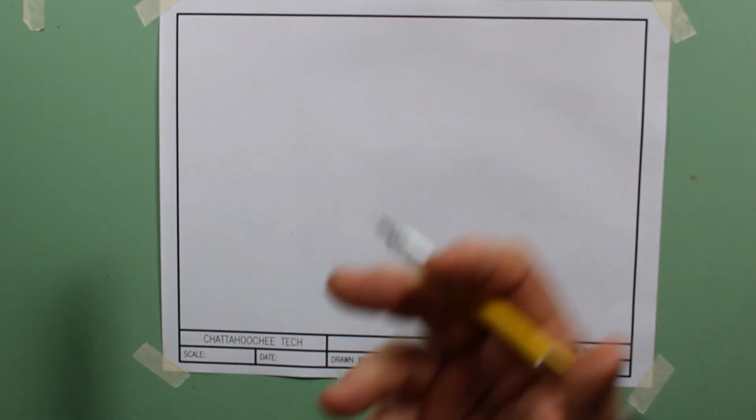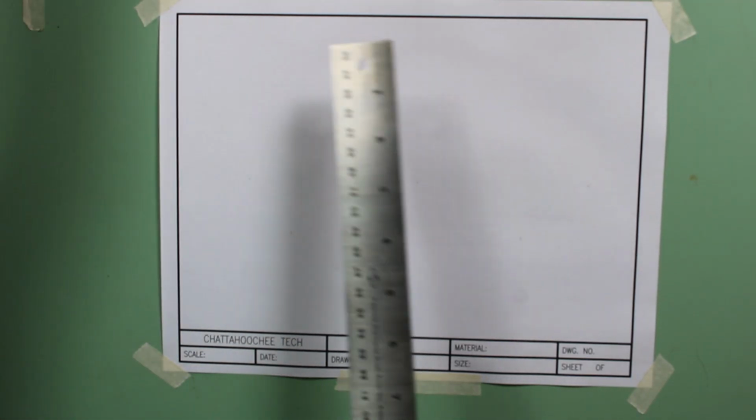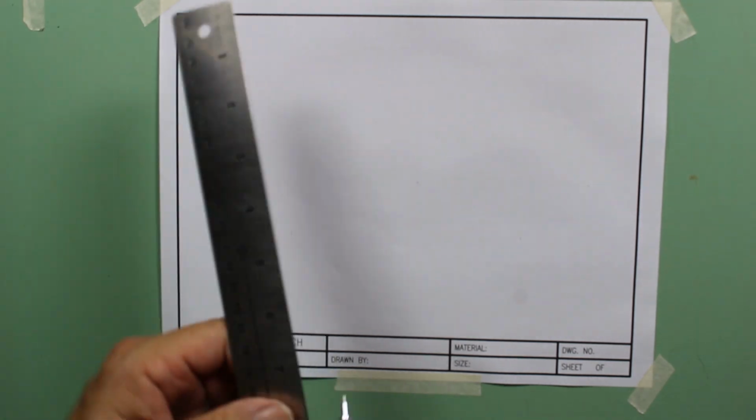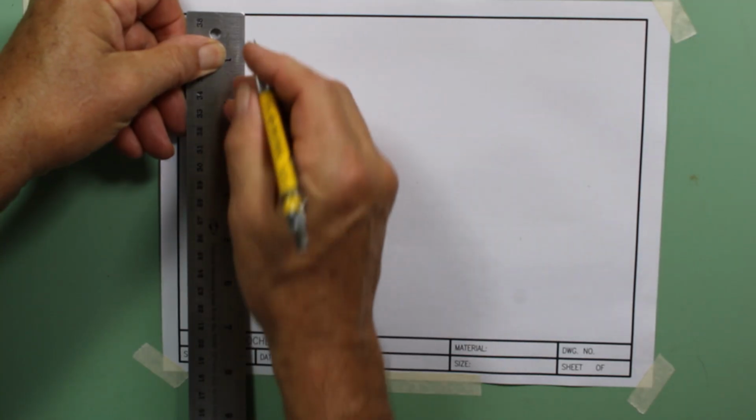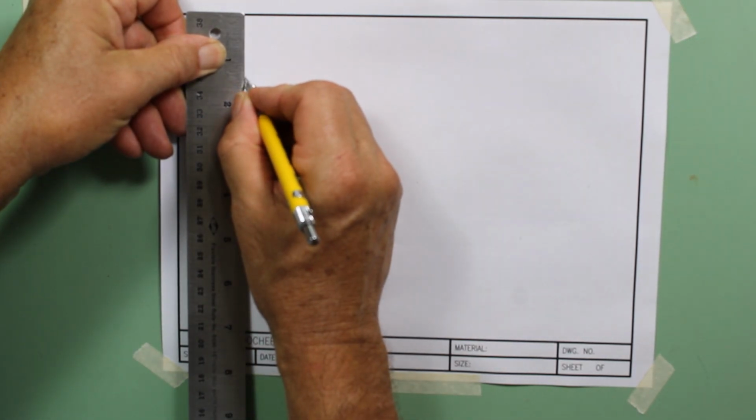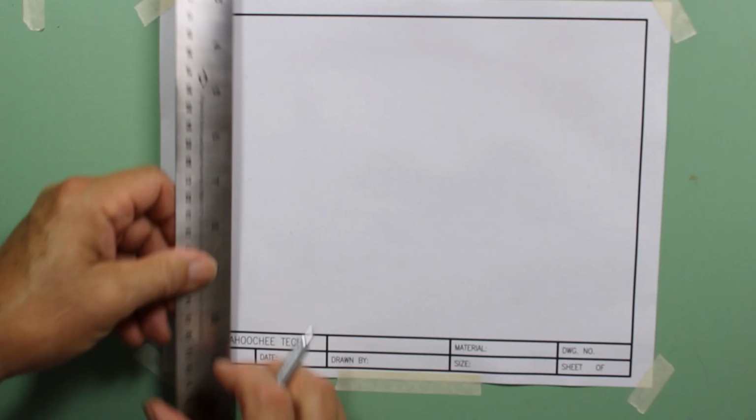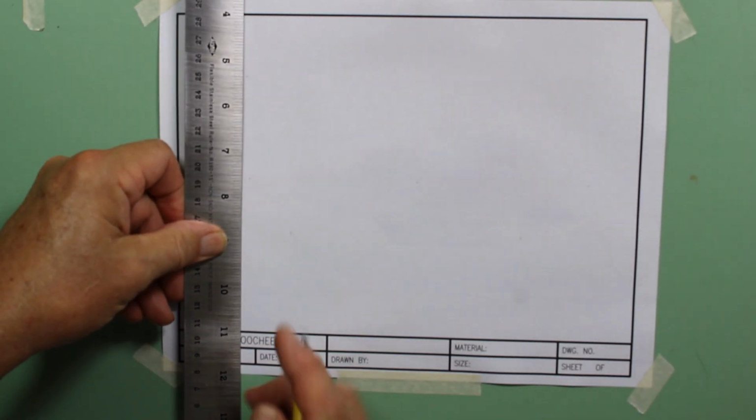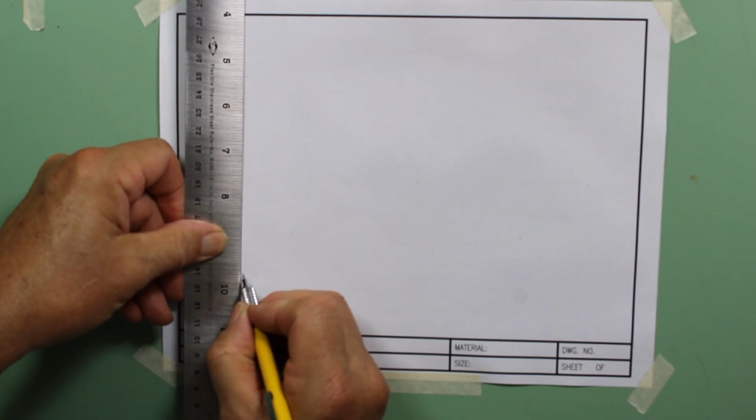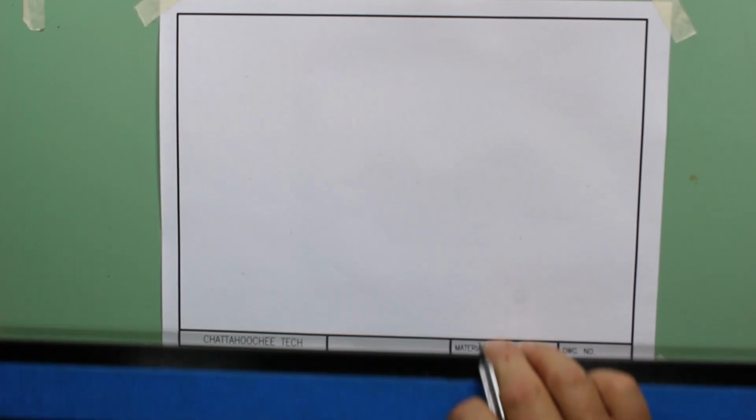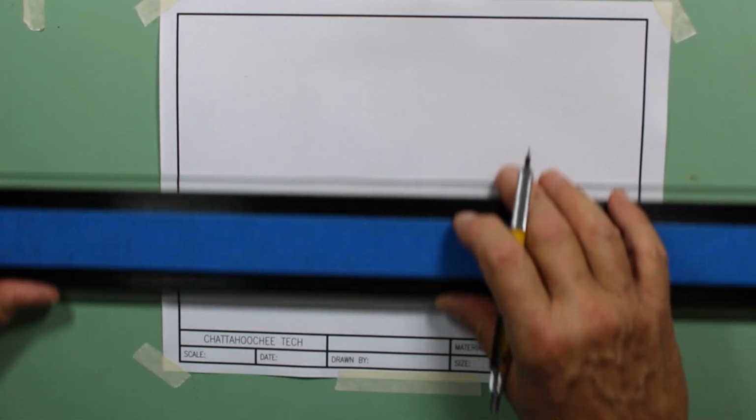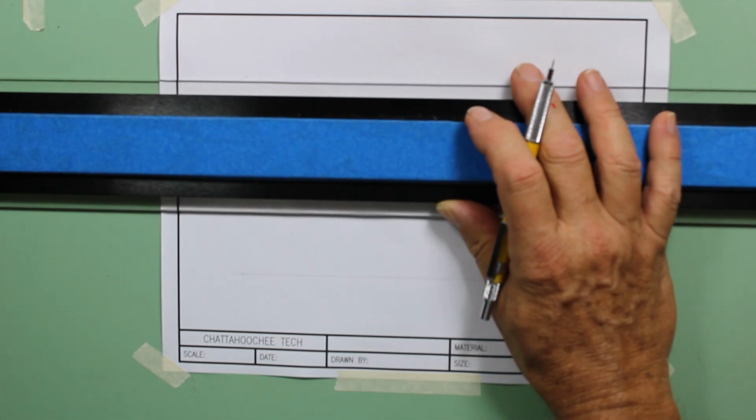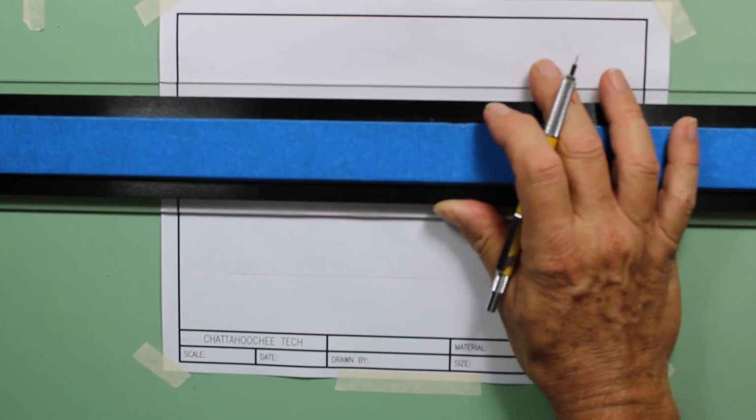Vertically we subtract the height and the depth. 7 minus 3 gives me 4, divided by 3 gives me 1 1/3, which is about 1 5/16. I'm getting a little crowded on my table here.